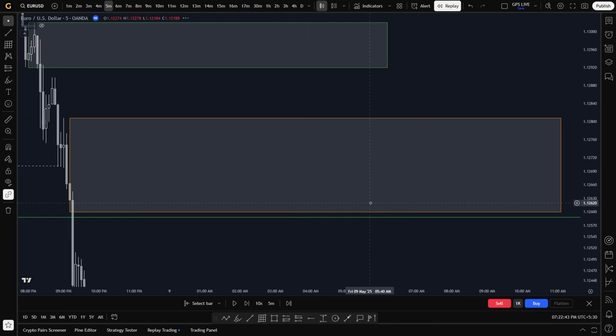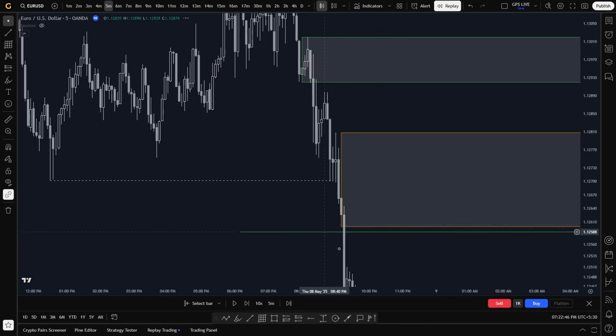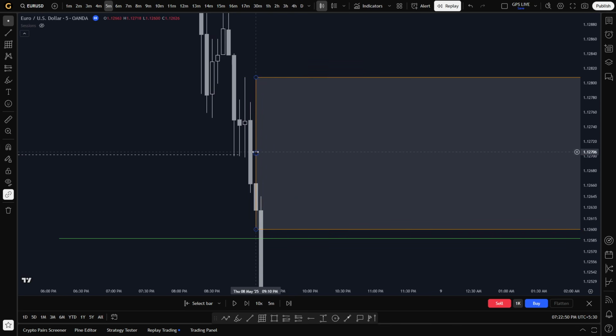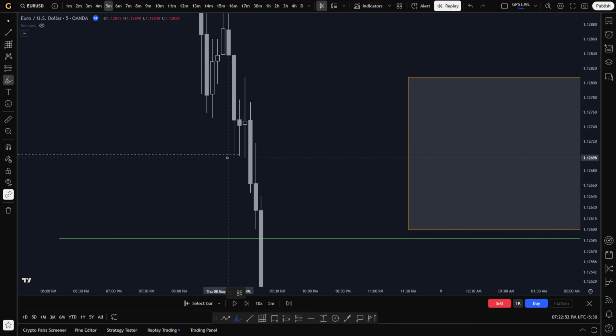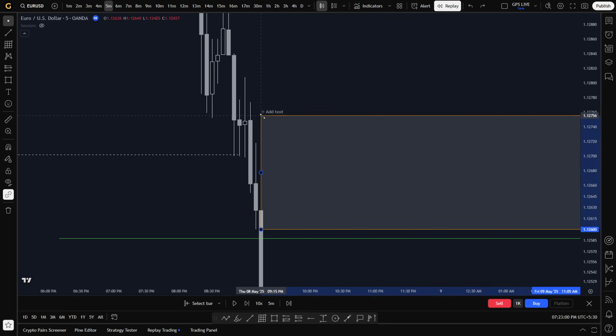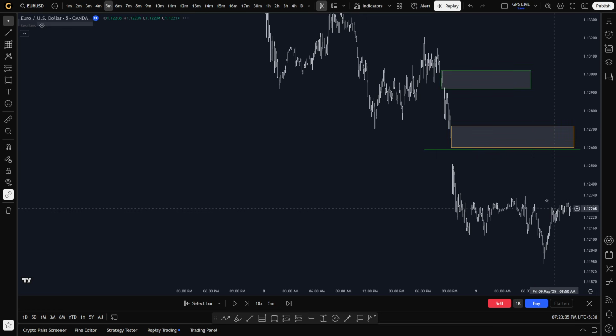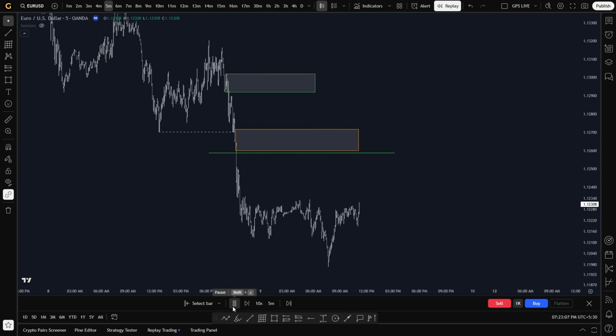So let's go to the 5 minutes and we can refine this even better. So if you see here, all these order blocks here got mitigated from this point. The only unmitigated point is this point right here, right? So this is how you should mark your 50% order block. All right, so we are done. So let's see what the market does.